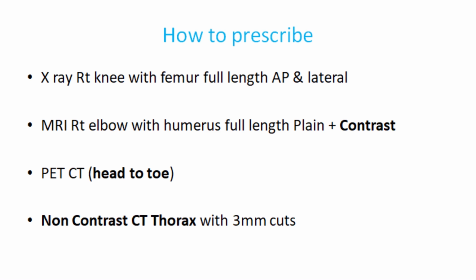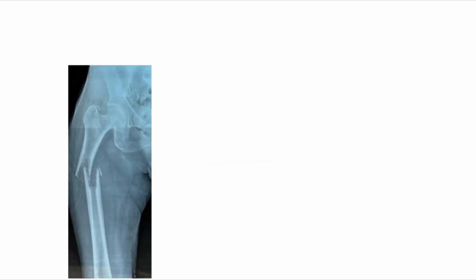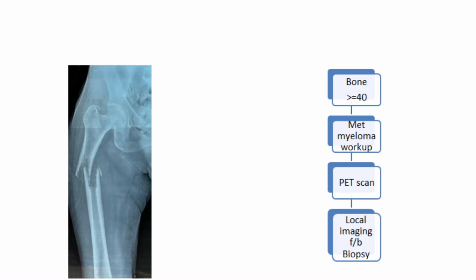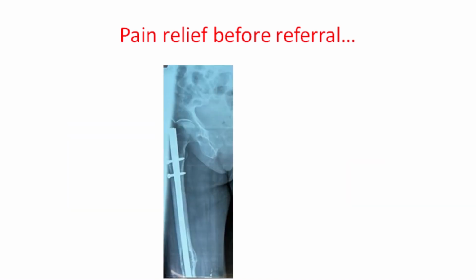When CT thorax is done to look for lung metastasis, non-contrast scan with thin slice lesser than 3 mm is advised. Now, through an example, we will try and learn why following this flowchart is very important. This was an elderly female presented with fractured femur who ideally required investigation to identify the primary tumor. But patient wanted pain relief before any further investigation, so interlocking nailing was done.